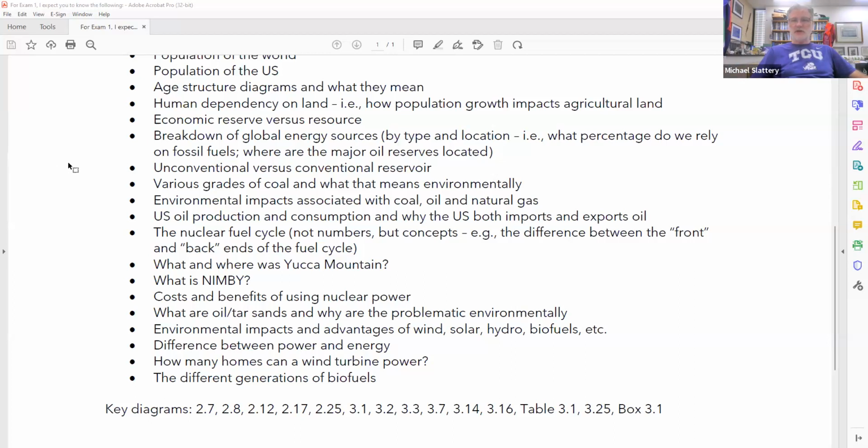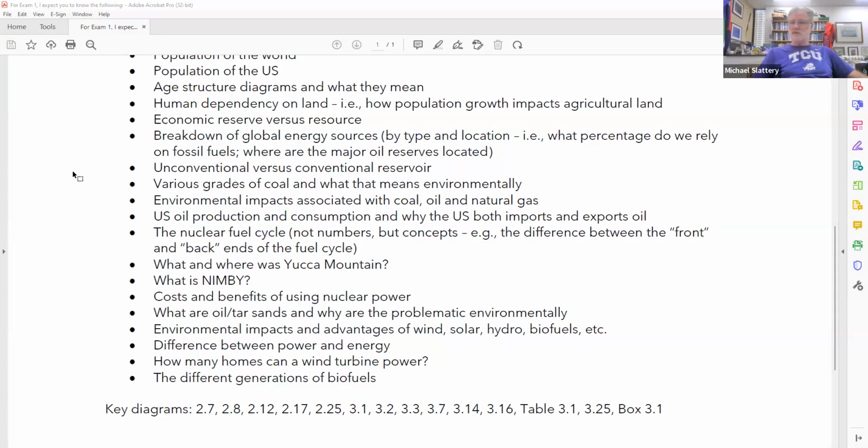Big section on energy, of course. Please know the difference between a reserve and a resource. The breakdown of global energy sources. You need to know that we rely on fossil fuels for an X percentage of our energy sources. You need to know what the big 3 are, but no specific details there. Unconventional versus conventional reservoirs we've talked about, right? Various grades of coal. So please know the difference between lignite, for example, and anthracite in terms of the environmental impacts of those. We talked about US oil production and consumption, global production and consumption.